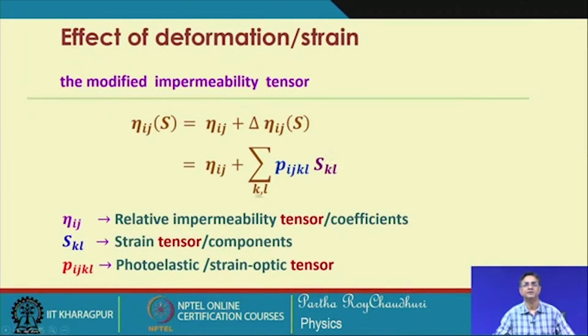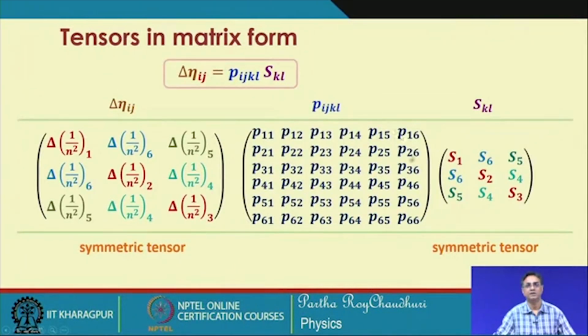the modified tensor, which we have mentioned, is in the presence of the strain; this is in the absence of strain, the normal state; and this is the change in the impermeability because of the strain. So, this has the form of this. Because of the symmetric nature, we can write delta eta with diagonal terms 1, 2, 3, and this is your 4, 5 and 6. 4 and 4 are symmetric, 5 and 5, 6 and 6, these are the symmetric off-diagonal components.